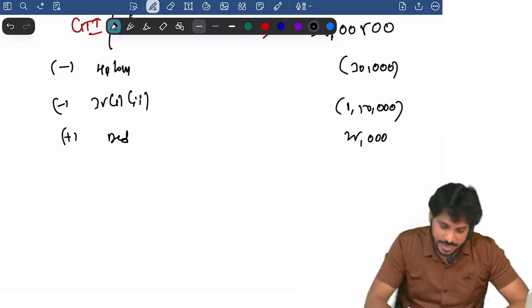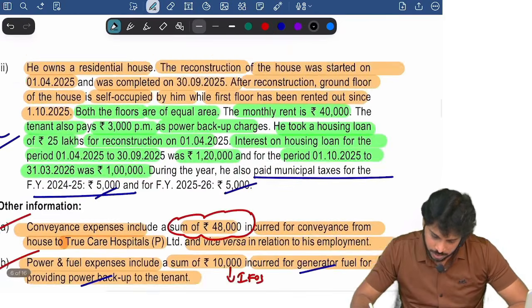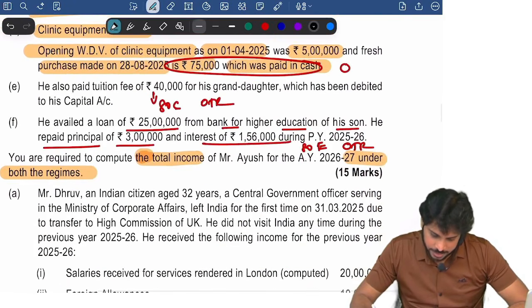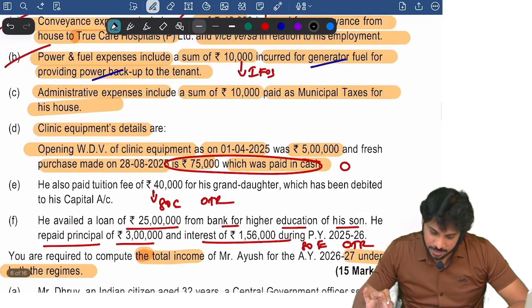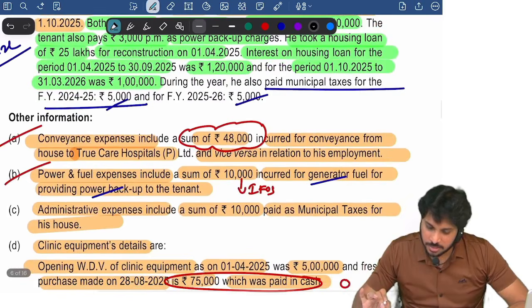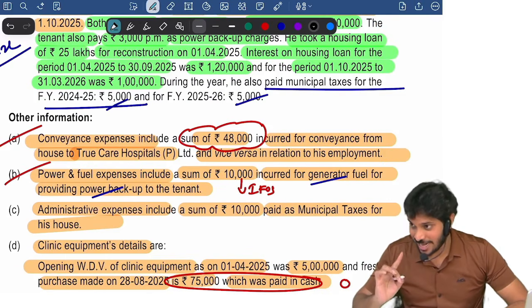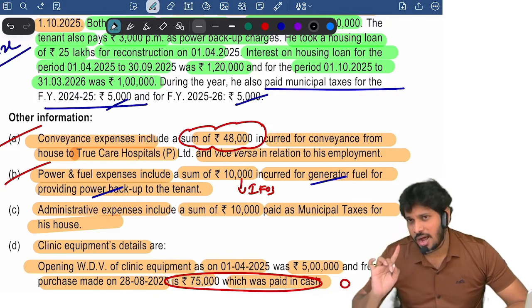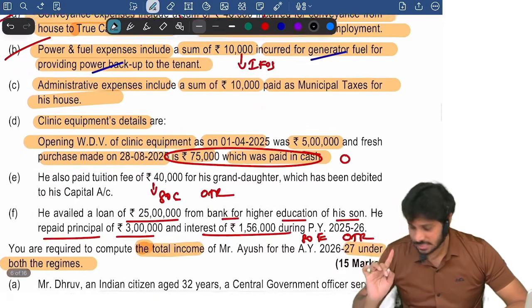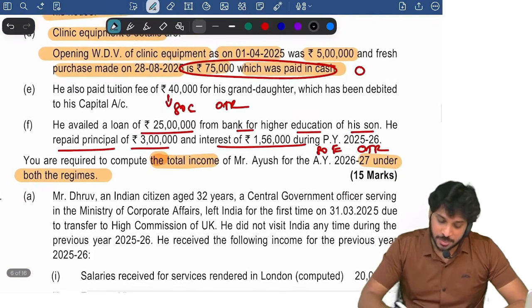Agreed. Next one. ATC, tuition fee 40,000 is there. Yes or no? Principal repayment, did they mention? Interest on loan only they mentioned. They didn't mention principal repayment. By the way, principal repayment you get only when you repay for purchase or construction, not for reconstruction. Anyhow, principal repayment information is not given. So 40,000 tuition fee which is debited to P&L. So ATC again.